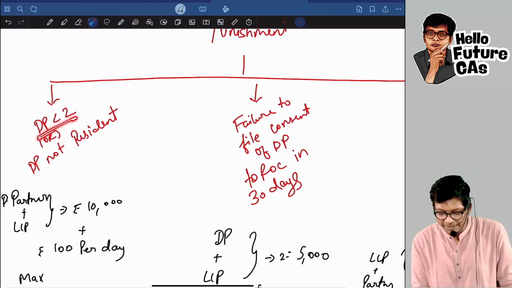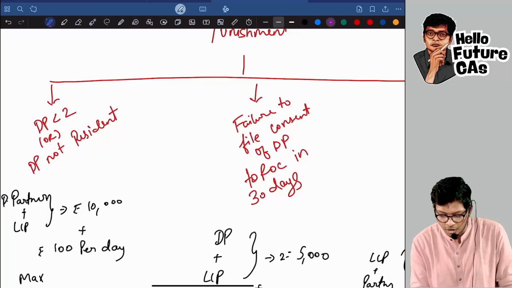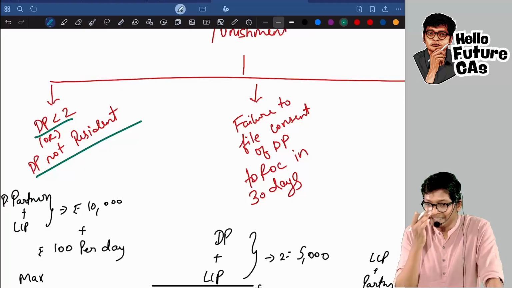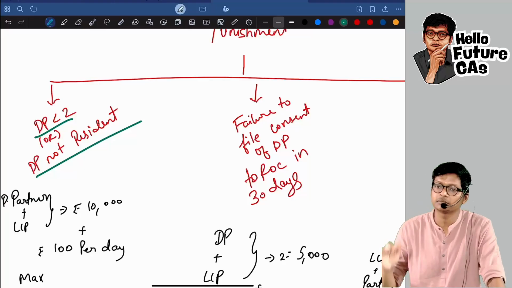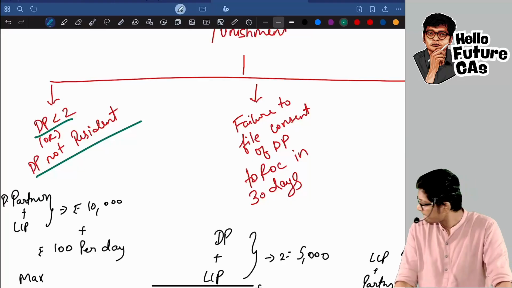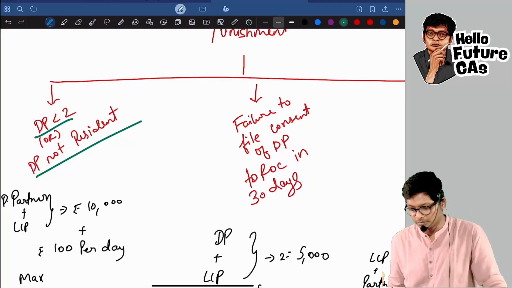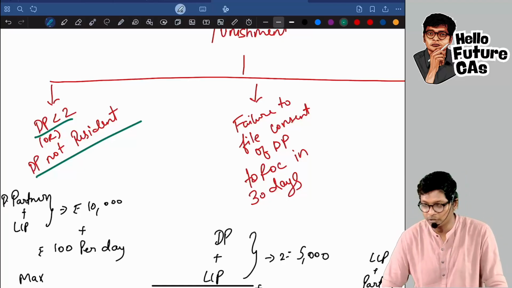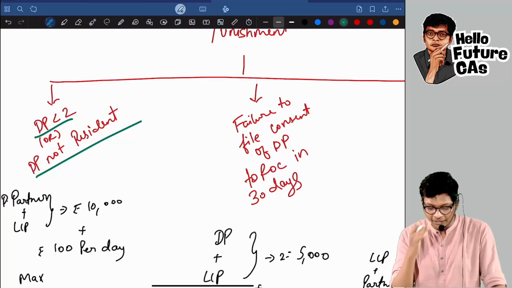If the DP is less than 2 or DP is not a resident. Okay, DP is less than 2 or DP is not resident means what? 120 days condition not met. Sir, how do I check 120 days? It just went and came back. Huh? Now it's there. Okay. So how do I check? How do I check 120 days?